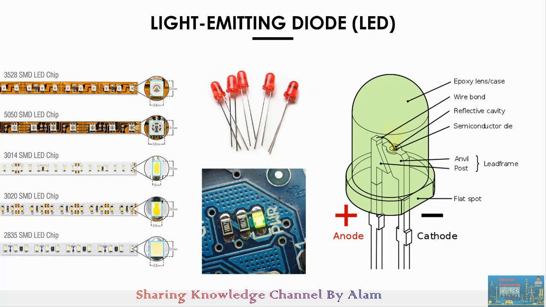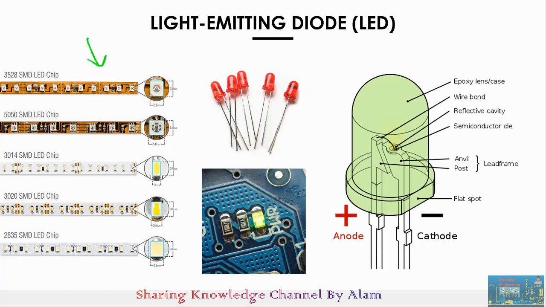LEDs are widely used for traffic signals, automotive, indications in electronic devices, and in recent years they have also become more and more popular as outdoor and indoor illumination sources thanks to their higher efficiency and longer lifetime. LEDs come in different packages and forms. A few examples are shown in this slide.